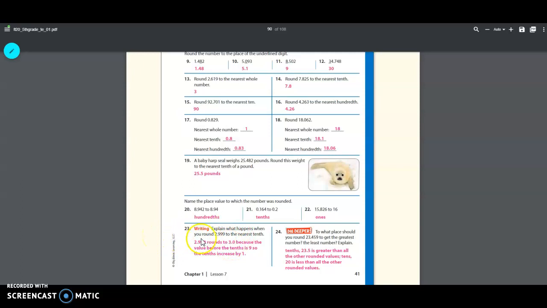To what place should you round 23.459 to get the greatest number and then to get the least number? If I want to make this the greatest number, then I'm going to focus on making it 23.5. The tenths is going to give me the 23.5. It's greater than all the other rounded values. And then if I want to make the least number, I'm going to go to the tens place, because then that would make it round down to 20. And that would be less than all the other rounded values.